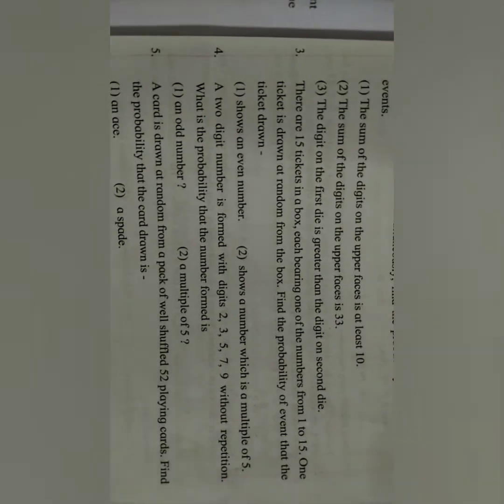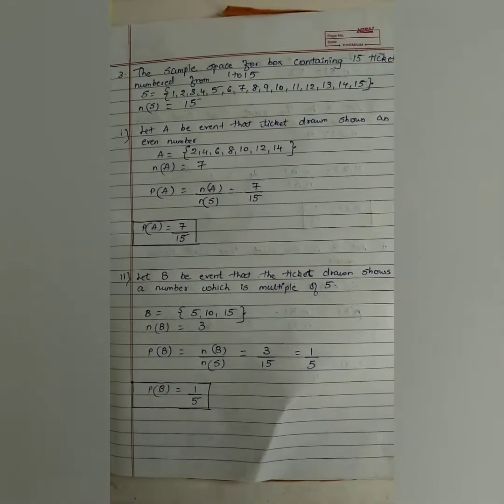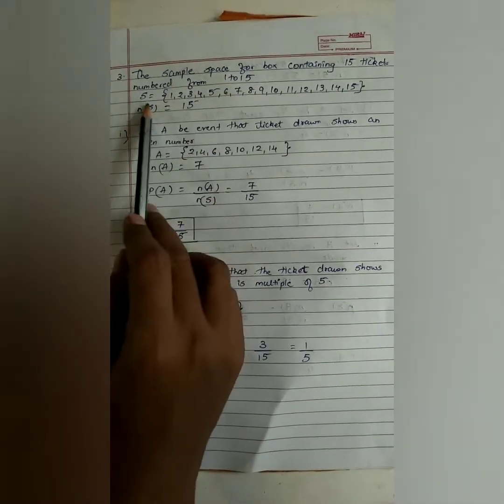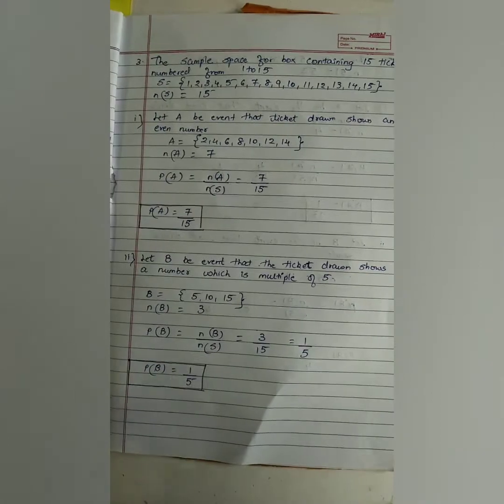There are 15 tickets in a box, each bearing one of the numbers from 1 to 15. One ticket is drawn at random from the box. Find the probability of the event that the ticket drawn, first, shows an even number; second, shows a number which is a multiple of 5. The sample space is the numbers from 1 to 15. So n(S) equals 15.